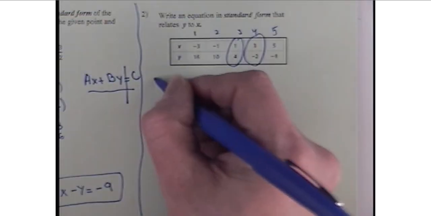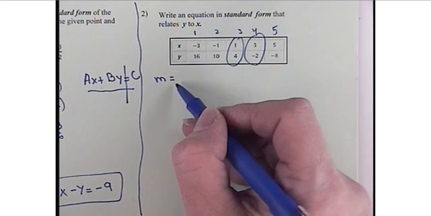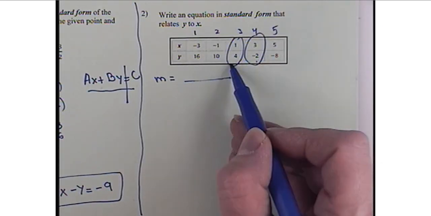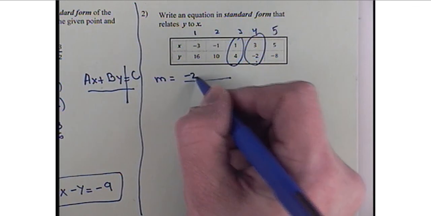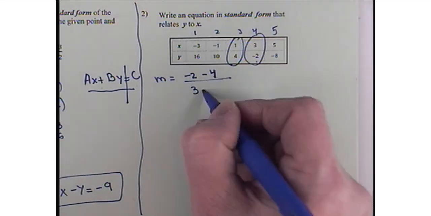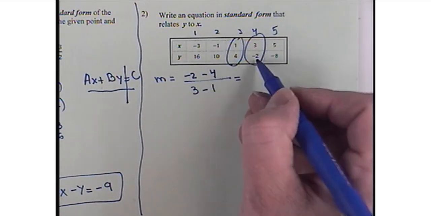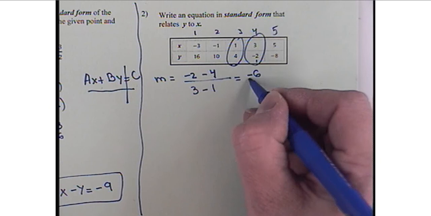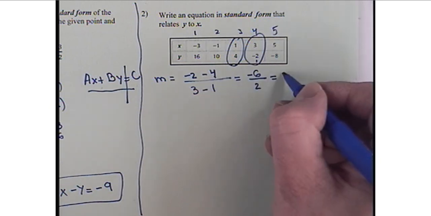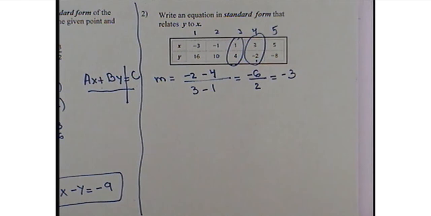So I'm going to write m is equal to, and we will apply the slope formula, which is y2 minus y1 over x2 minus x1. So negative 4 minus negative 2, over 3 minus 1. Negative 2 minus 4 will give us negative 6, and then 3 minus 1 will be 2. Negative 6 over 2 is just negative 3. So the slope here will be negative 3.